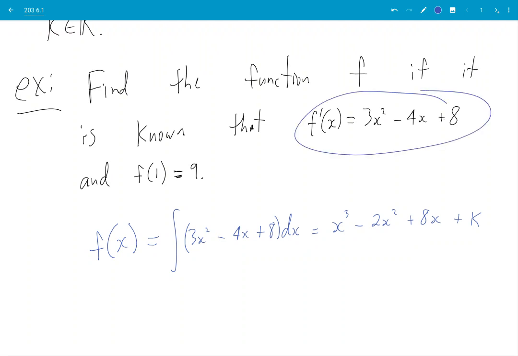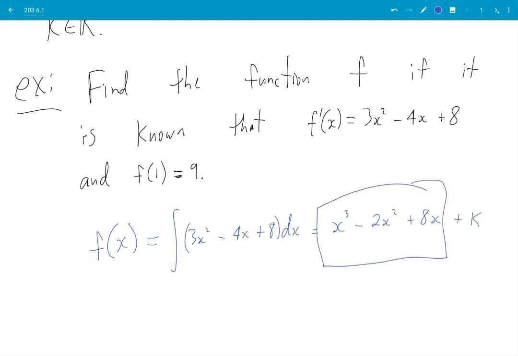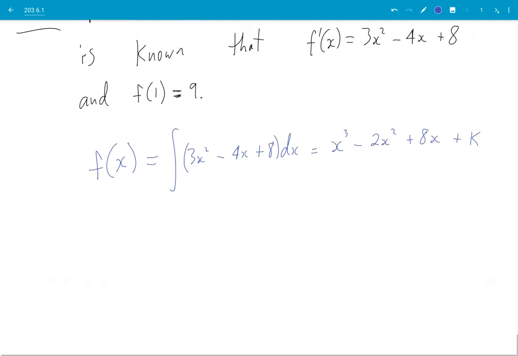So this is f prime. Going backwards, doing an antiderivative, we get this. And we have this plus k here. Now, this in the rectangle is not a specific function, it's a family of functions. But we have this additional piece of information: f of 1 is 9. So we can use that to find out what k must be.